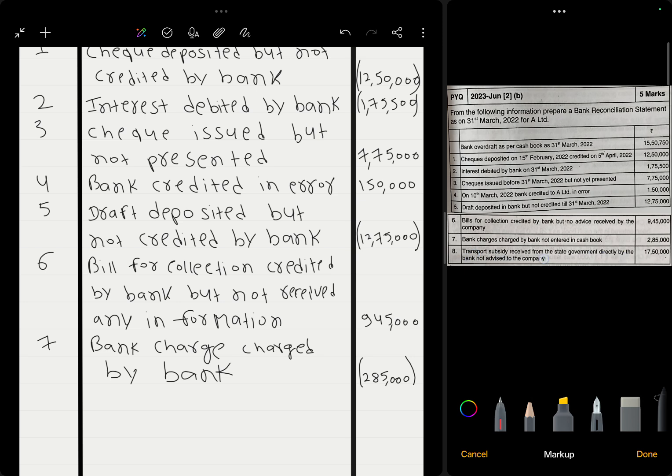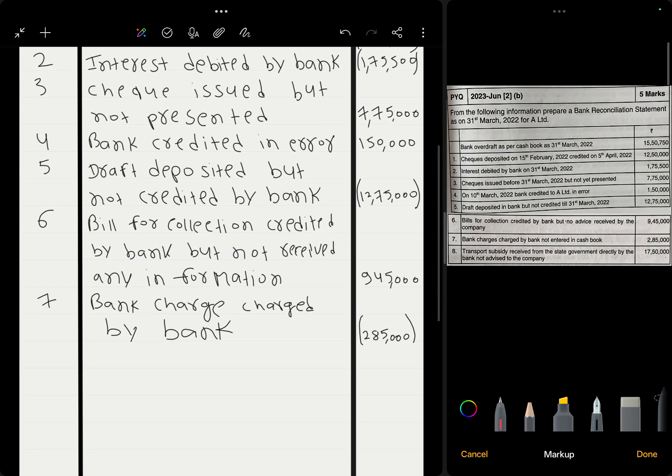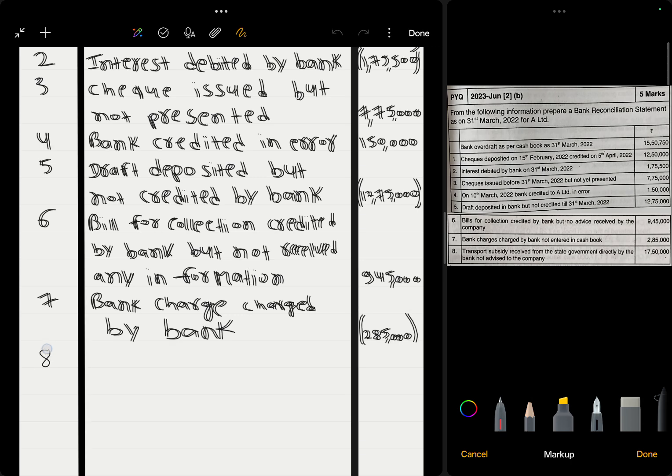So what happened is that in our passbook the amount has been increased, but in our cash book the amount is the same. So what are we going to do now? We are going to add this amount in our cash book as well in order to reconcile the amount.